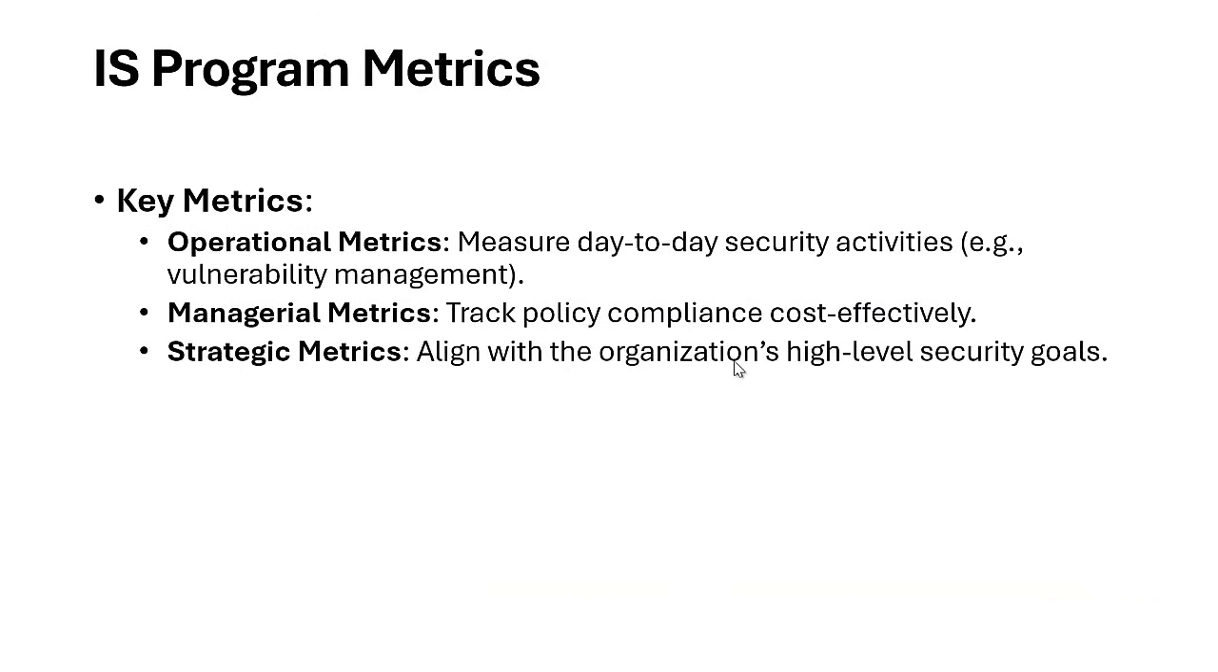Now, when you're implementing a program, you introduce metrics. So we have operational metrics, which measure day-to-day security activities like vulnerability management, open vulnerabilities and all that. Second is management metrics, which track policy compliance and cost effectiveness. And then we have strategic metrics, which align with the organization-level security goals. Strategic metrics are introduced to convey to the board, managerial metrics to convey to the CISOs, and operational metrics are for the operations teams. So by this, they are able to track things.